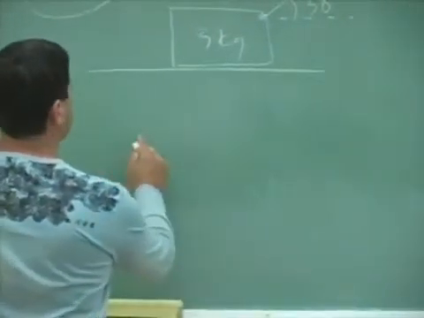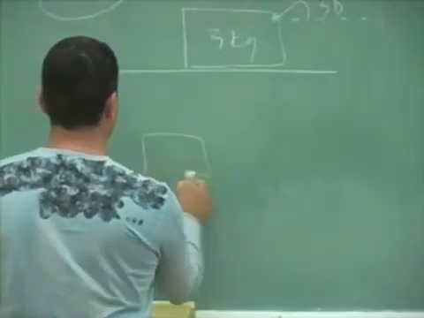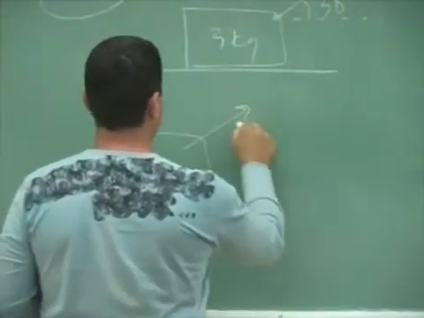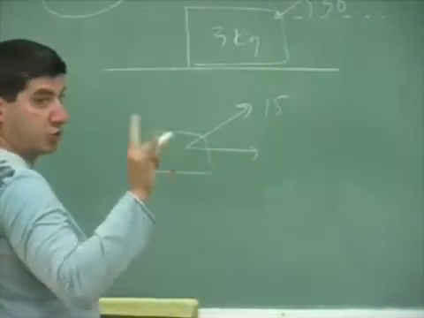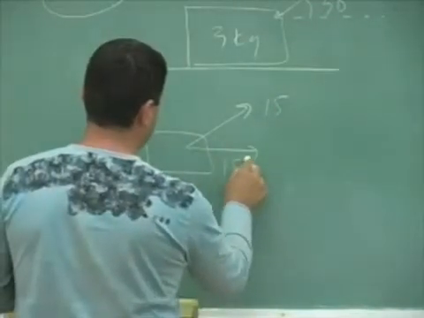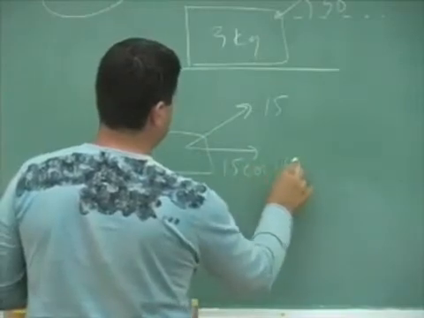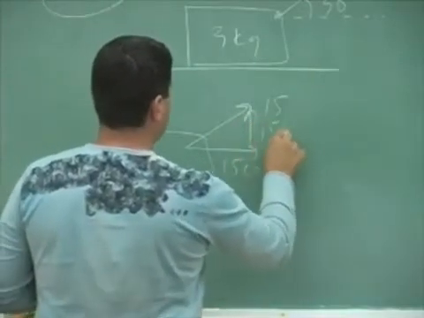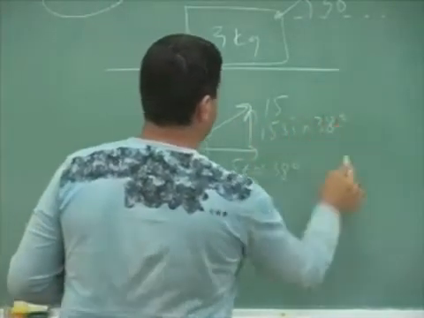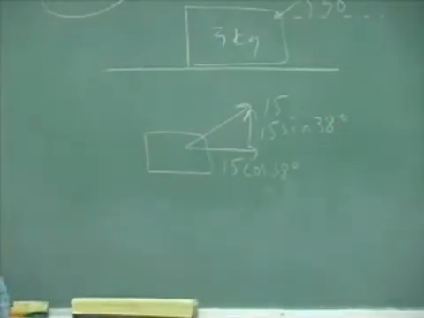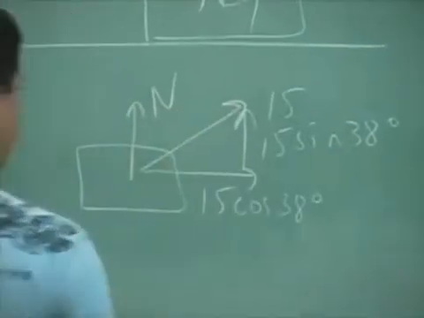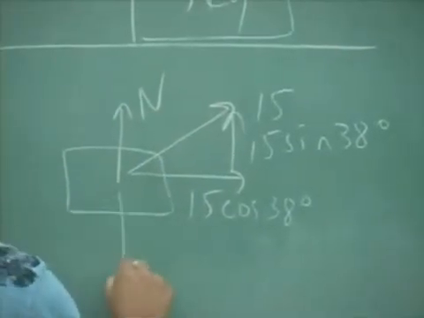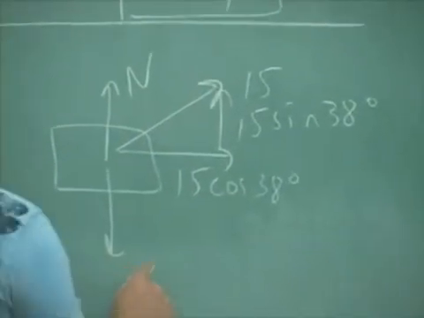You take the forces again, you break it up, do a free body diagram. You have F, 15. The force has two components: 15 cos of 38, and 15 sine of 38. Then you got the normal force. Then you got the weight, which is what?